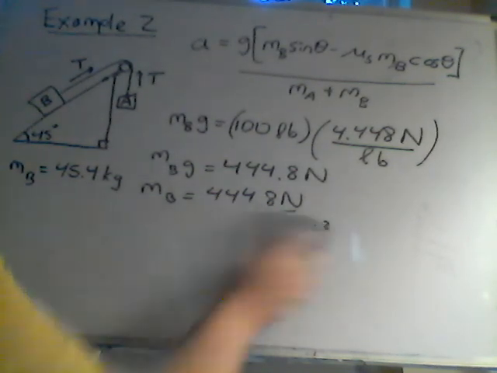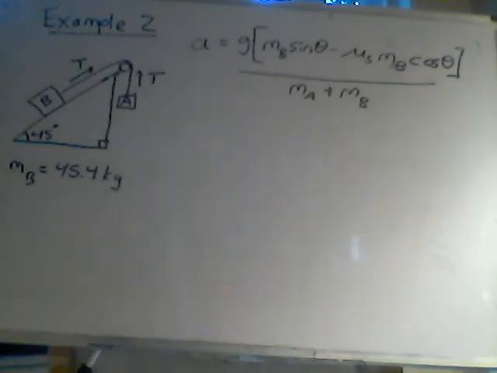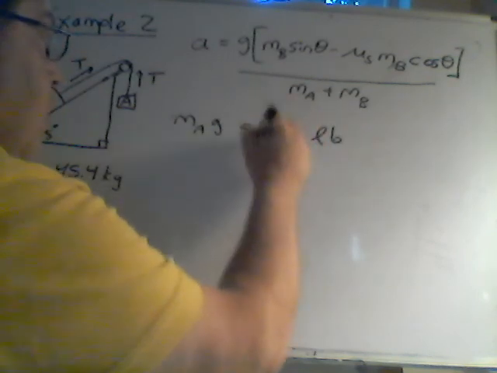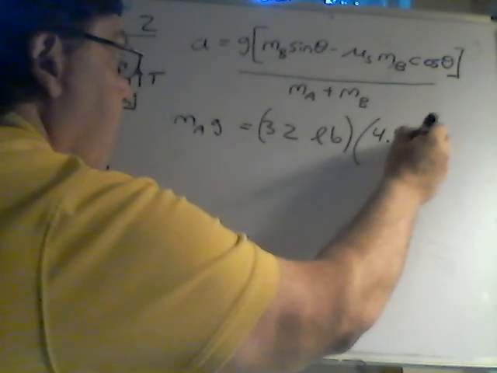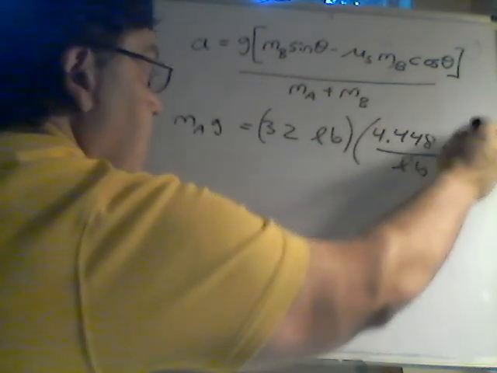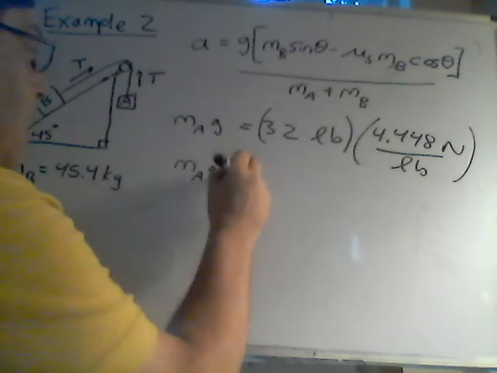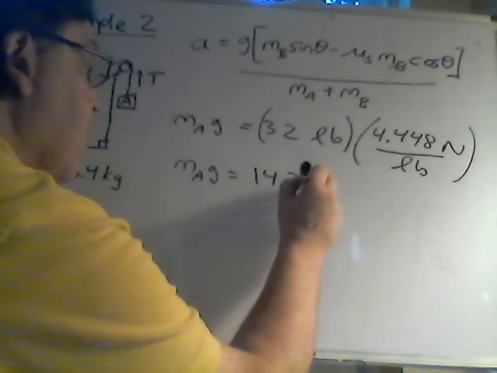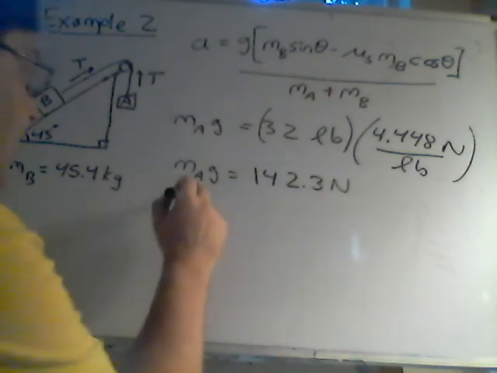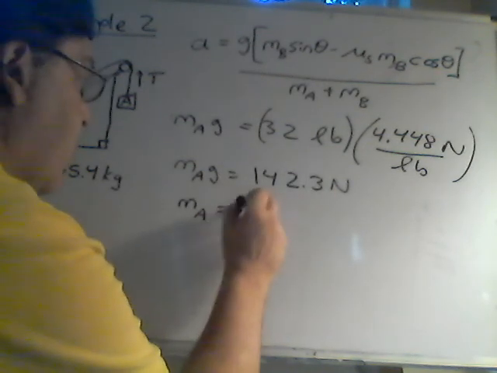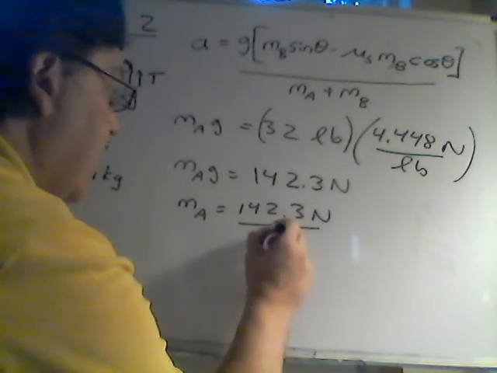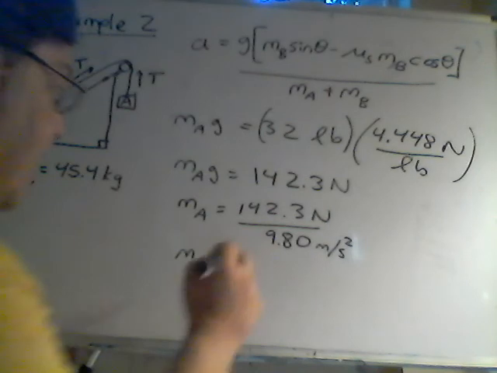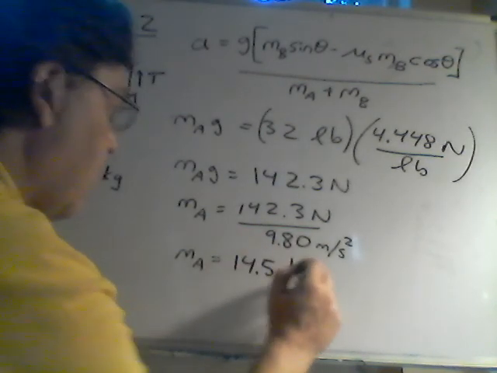Now I've got to convert the M's. I've got to convert the M sub A. So same math as before. M sub A G, we're told, is 32 pounds. Well, that's going to be 4.448 newtons per pound. M sub A G will be 142.3 newtons. Using the same math, I would say that M sub A, I'm going to divide both sides by G, is 142.3 newtons divided by 9.80 meters per second squared. M sub A, I will find, is 14.5 kilograms. All right, put that over on the side.